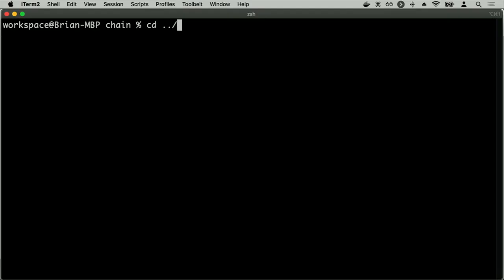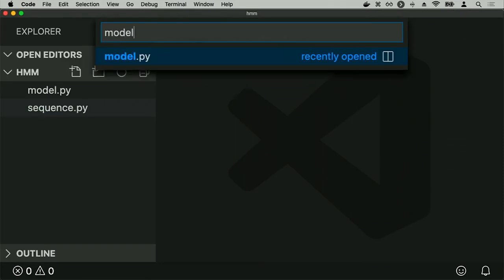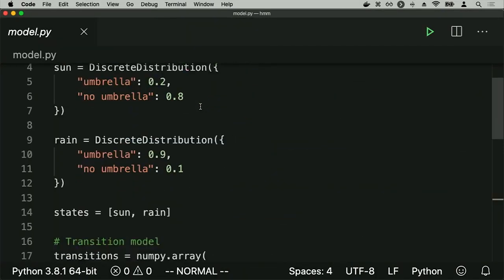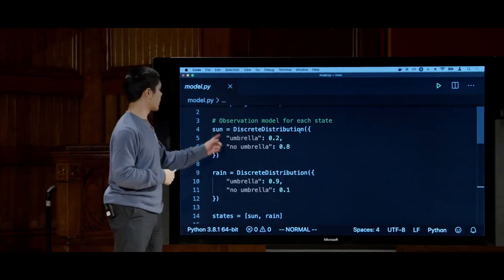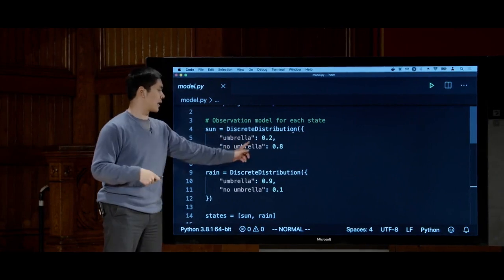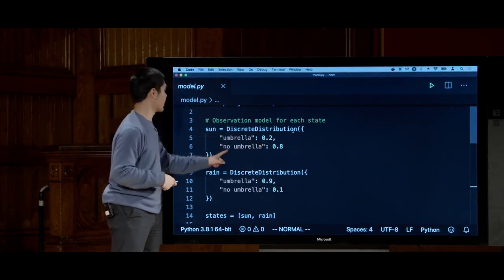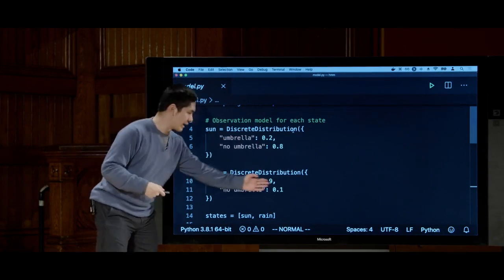And so we can try this out by going ahead and going into the HMM directory, HMM for Hidden Markov Model. And here, what I've done is I've defined a model where this model first defines my possible states, sun and rain, along with their emission probabilities, the observation model or the emission model, where here, given that I know that it's sunny, the probability that I see people bring an umbrella is 0.2. The probability of no umbrella is 0.8. And likewise, if it's raining, then people are more likely to bring an umbrella.